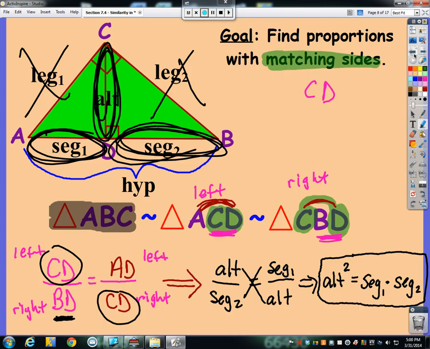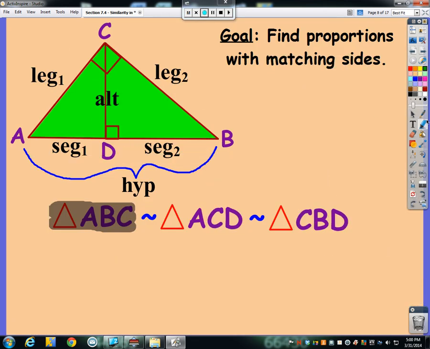Now, I could always run back here, for instance, and just pick, let's say AC with this CB. So AC in the left triangle, that's leg 1, and CB is leg 2. And let's say CD, the second and the third with this second and third. So CD in this side is leg 1. Wait, no, is that right? No, altitude. Sorry, I don't know what I'm thinking. CD in this triangle is the altitude. And BD in this triangle is segment 2.